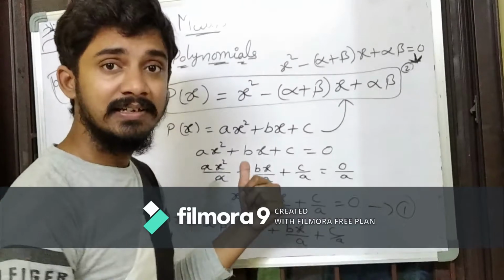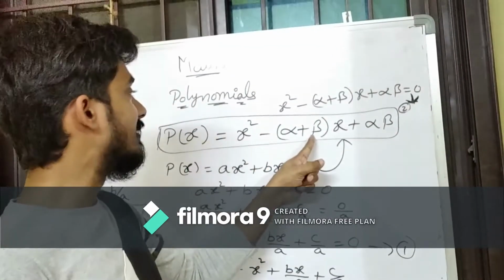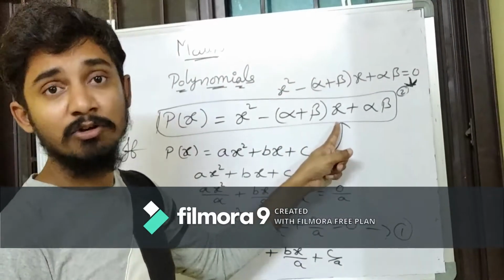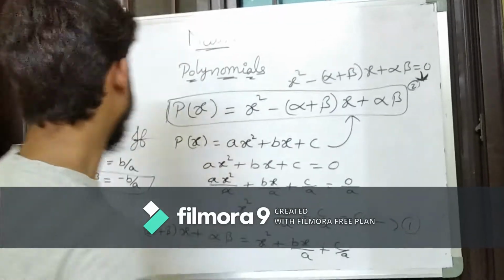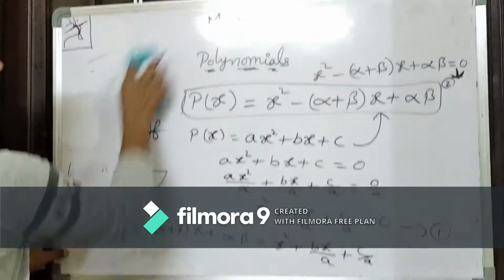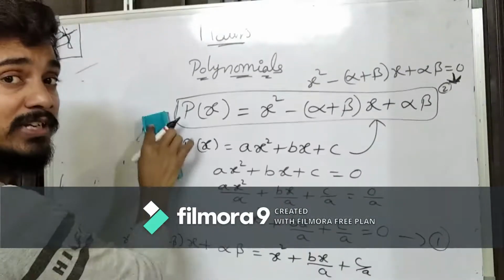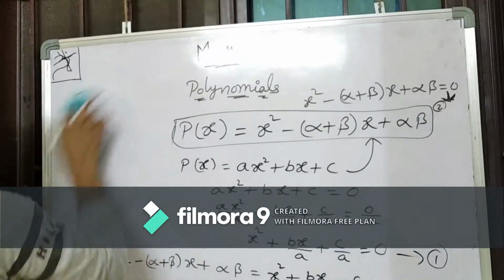This one is the formula for a quadratic polynomial. The second one is the formula for a cubic polynomial.